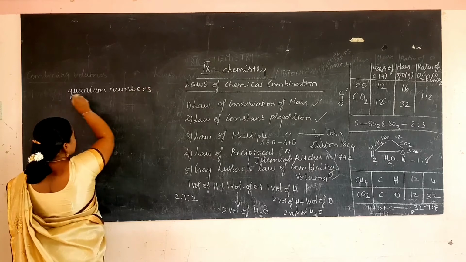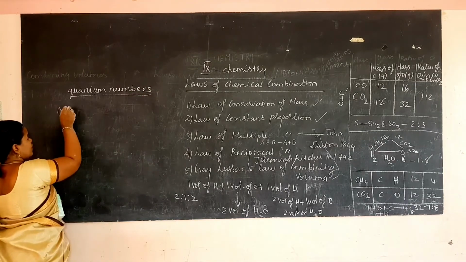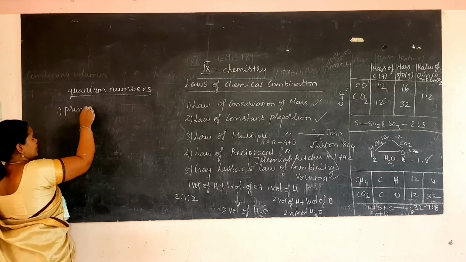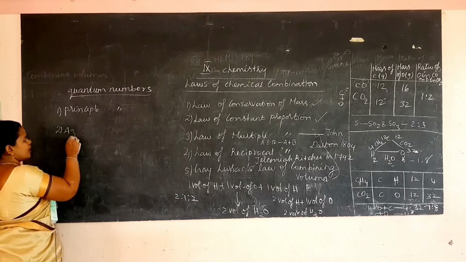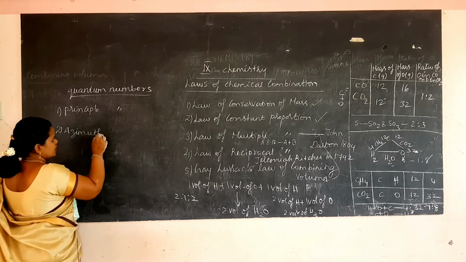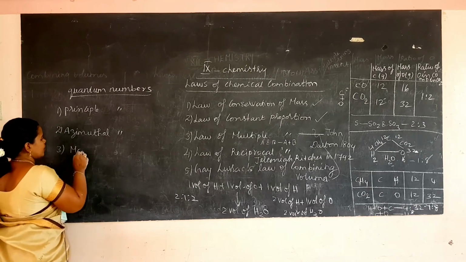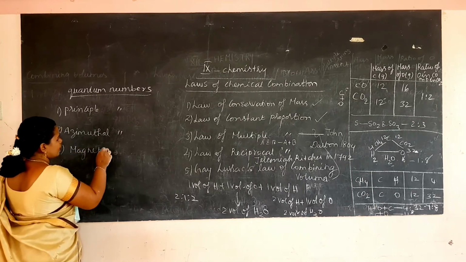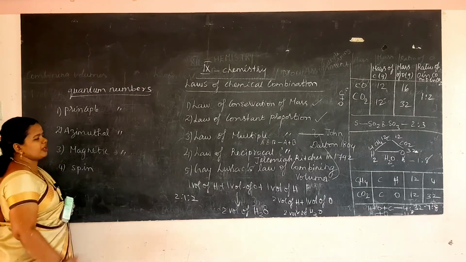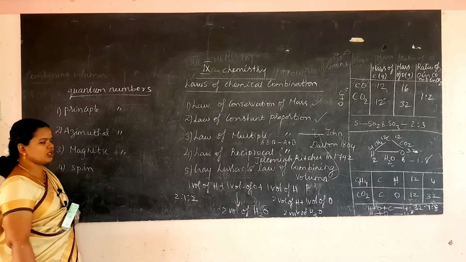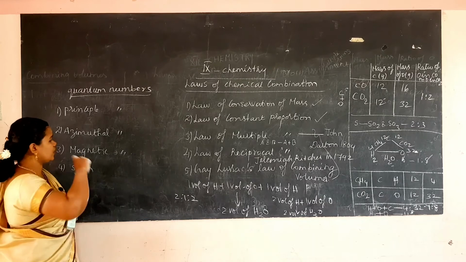Okay, so there are different types of quantum number. First one, principal quantum number. Second one, azimuthal quantum number. Third one, magnetic quantum number. And fourth one, spin quantum number.